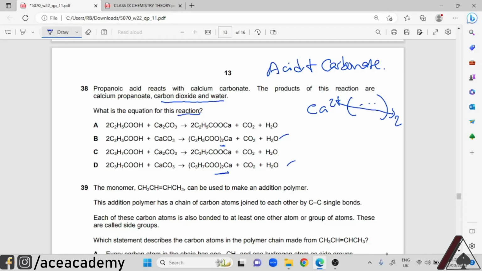And we know that we have been told that propanoic acid reacts. So propanoic acid will have 3 carbons in its main branch. Here we have 2 and here we have 1, so you can see that this has 3 carbons, but in here we have 3 carbons plus 1 carbon, so 4 carbons. So this is not the answer. Option B is the answer.